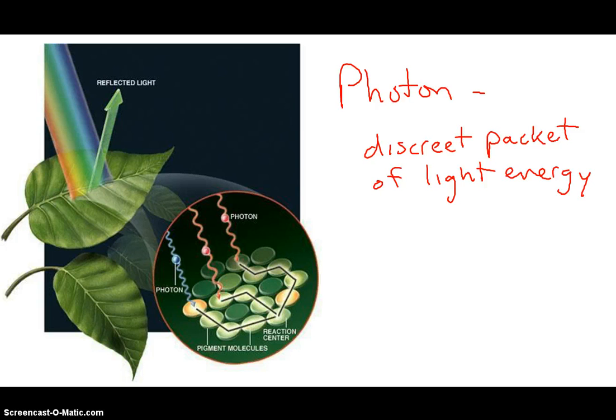So a photon, if you remember from last discussion, was a discrete packet of light energy. And if we look at this leaf here, we talked about how white light comes in, which is the entire rainbow, Roy G. Biv, and usually green light will be reflected. That's why we see a leaf as being green, but the blues and the reds get absorbed. So if you look at the diagram down here, this is something called a photosystem.